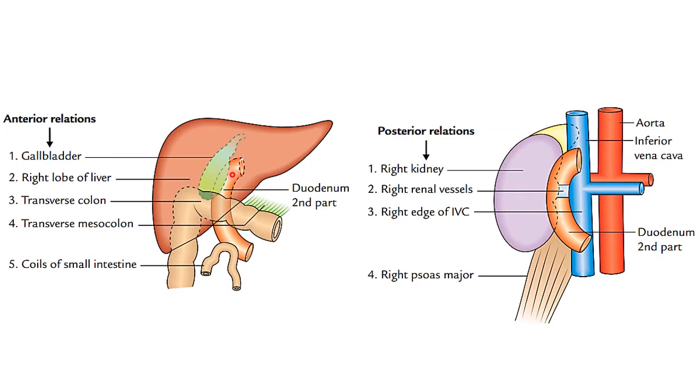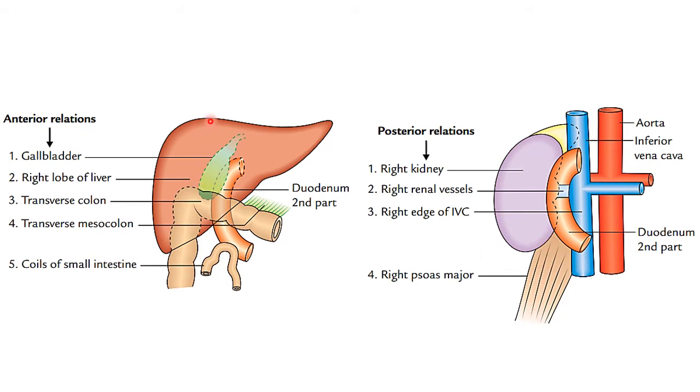Now we will study the relations of the second part of the duodenum. The anterior relations of the second part of the duodenum include the gallbladder, the right lobe of the liver, the transverse colon, the transverse mesocolon, and the coils of the small intestine. And the posterior relations include the right kidney, the right renal vessels, the right edge of the inferior vena cava, and the right psoas major muscle.